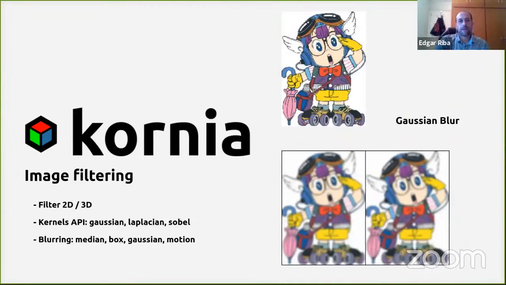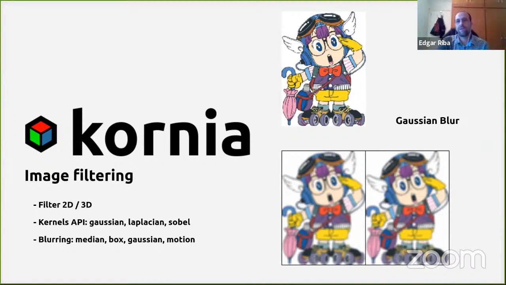Then we also have this image filtering module, where we have generic operators for applying 2D and 3D filtering. Along with these high-level functionalities, we have these small kernels API, so that you could parameterize different kernels, like creating Gaussian, Laplacian, or Sobel kernels to be applied.